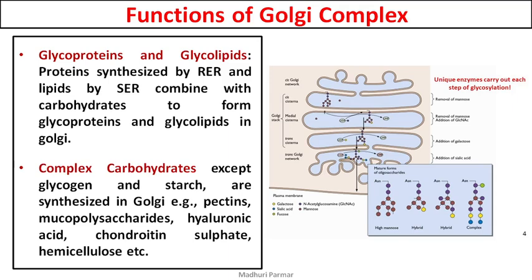Then some complex carbohydrates, meaning polysaccharides mostly. Such polysaccharides, heteropolysaccharides, and also modified carbohydrates are all made in Golgi complex. This is very, very important. All the complex carbohydrates except glycogen and starch, the two common polysaccharides, are made inside the Golgi complex. It includes the pectins. Remember we discussed pectins when we were talking about cell wall. Pectins are synthesized in Golgi complex.